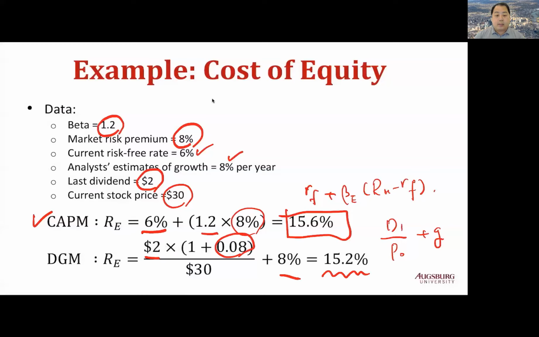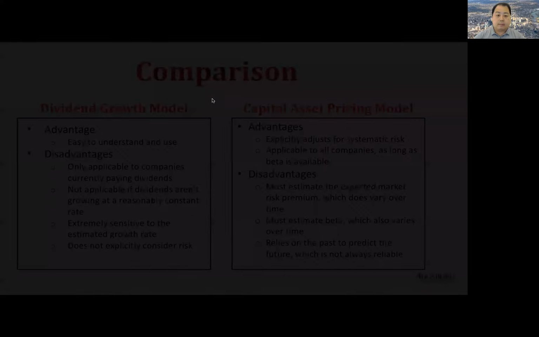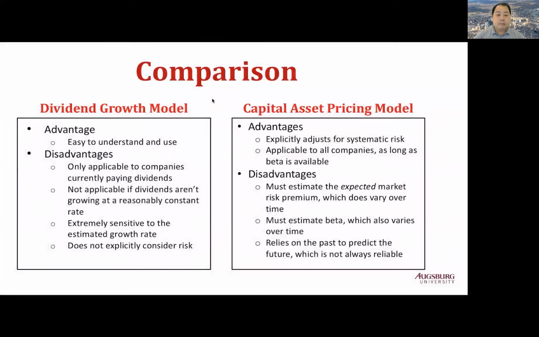Which one is better? It is hard to answer. There are pros and cons for each model. We will see them in the next slide. The advantage of the dividend growth model is that it is very easy to understand and use. We can simply use market information, stock price and dividends, estimate the growth rate, usually using the historical average, and find the cost of equity. And yet, there are several disadvantages.